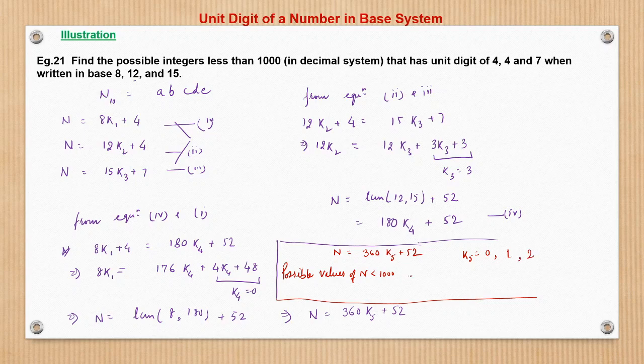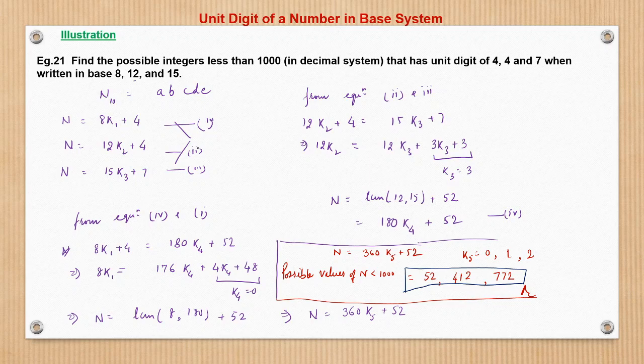So n is nothing but k5 is equal to 0 gives 52. K5 is equal to 1 gives 360 plus 52, which is 412, and k5 is equal to 2 gives 720 plus 52, that is nothing but 772. So three possible values of n are the answer here, right? So this is the answer: 52, 412 and 772.